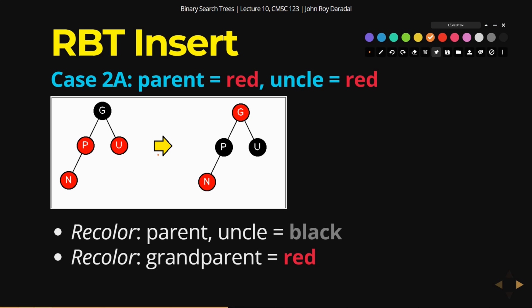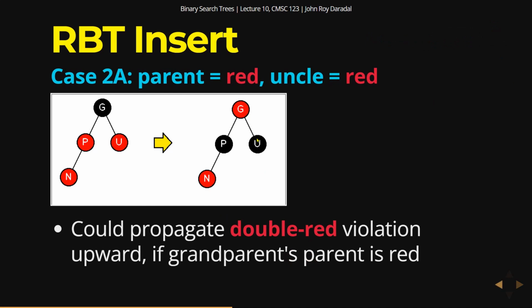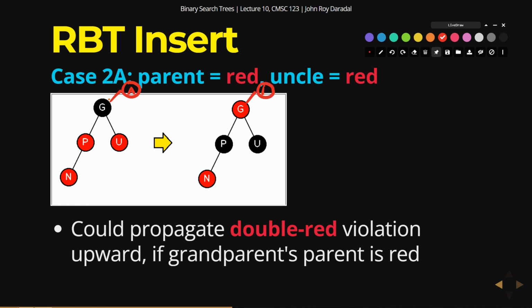If the parent and uncle are both red, we'll just switch the color of the parent and uncle to black, and then the grandparent becomes red. The problem here is it could propagate the double red violation upward if the grandparent's parent was also red. Like for example, what if this was also red, let's call it A for ancestor? If the ancestor was also a red node, which is possible, then by doing that, the double red is propagated upwards to the grandparent and its ancestor.